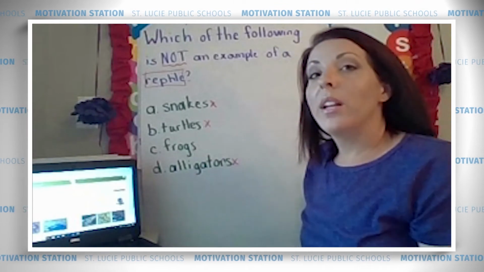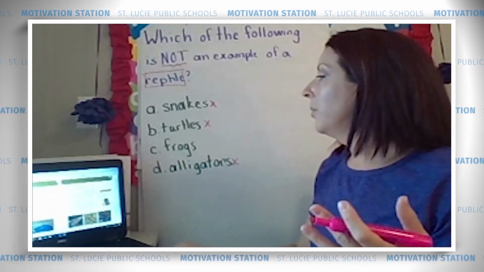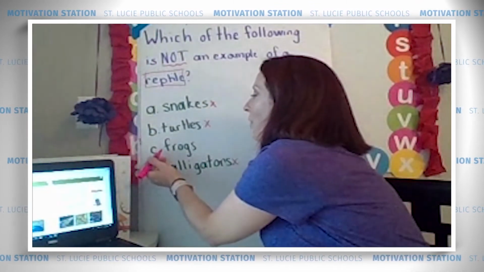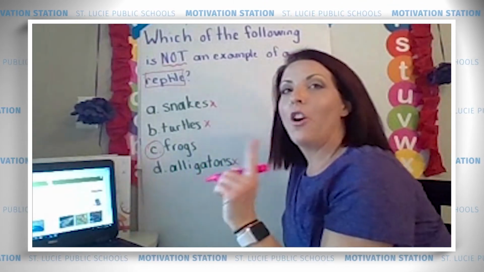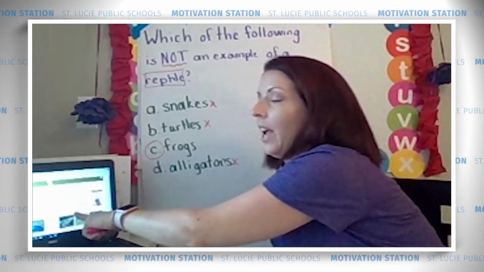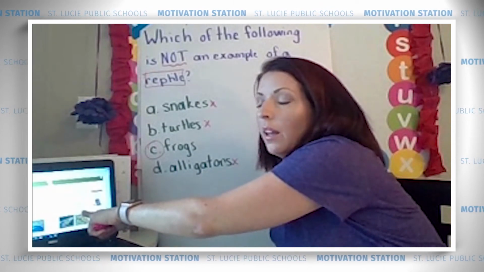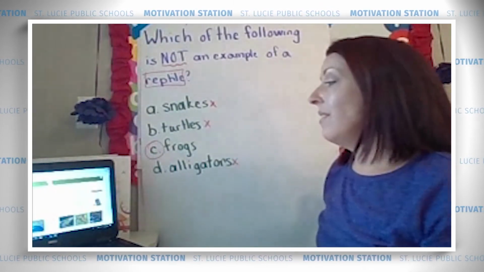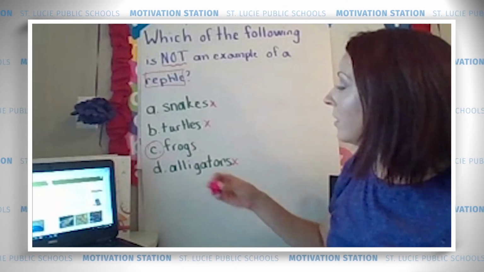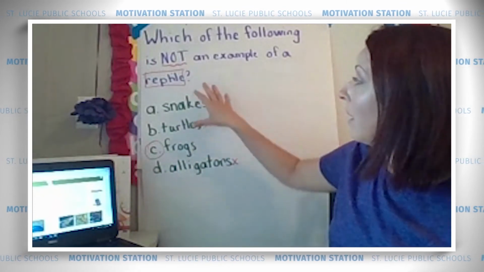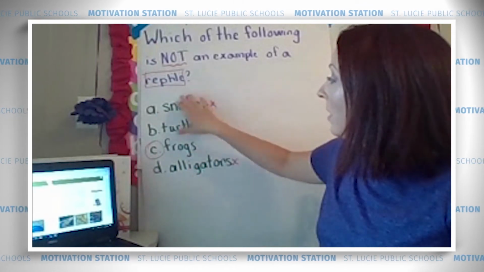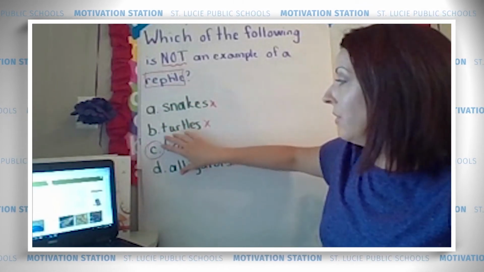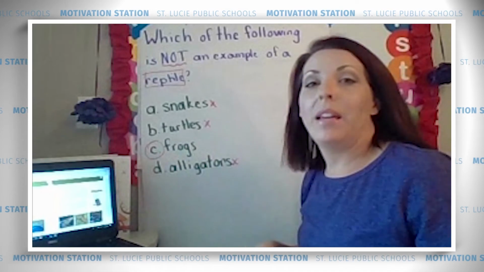So boys and girls, what is my only answer choice left? C, frogs. And that's not a reptile. And if you remember, if I go back and check, a frog is actually what type of vertebrate? That's right, it's an amphibian. So frogs and reptiles are vertebrates, but they're specific types. So these are all reptiles and a frog is an amphibian.